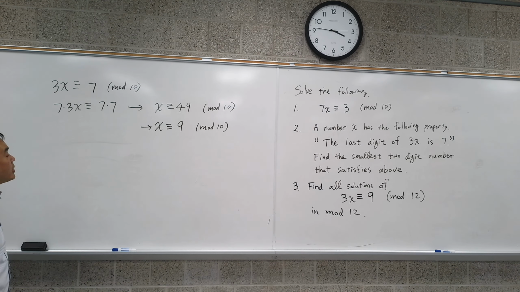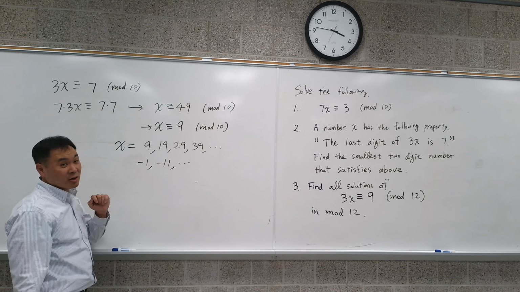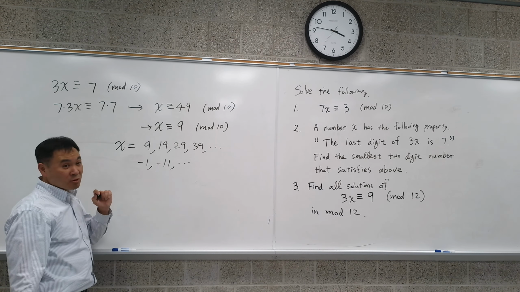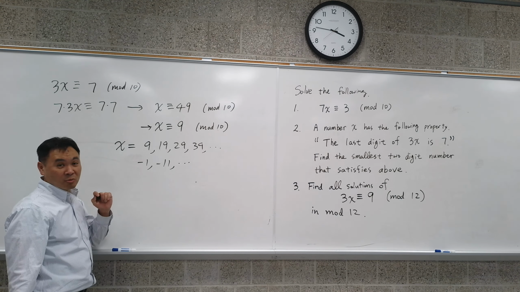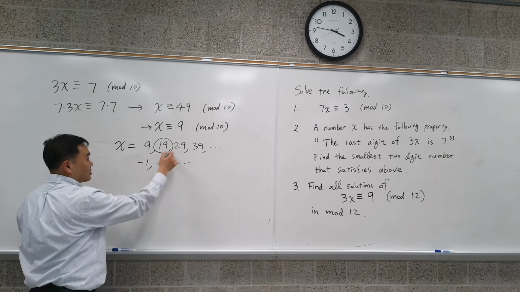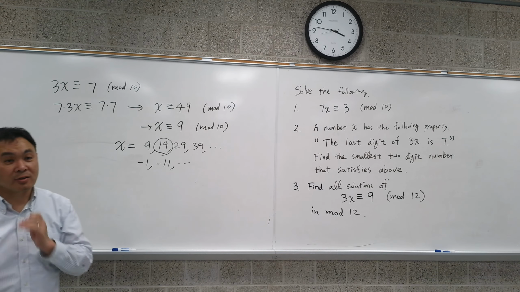All right. So let's try to think about all the possible numbers for which this is true. What is that? X is 9, 19, 29, 39, also negative 1, negative 11. These are all congruent to 9 mod 10, right? But among them, the smallest two-digit number is 19. So that's the answer.